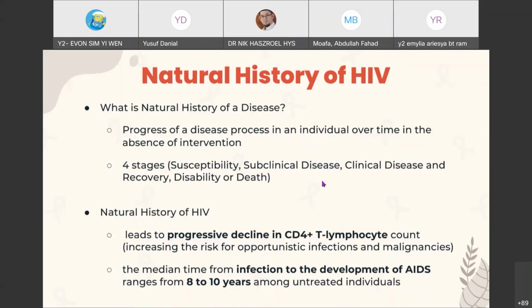For the natural history of HIV, it leads to a progressive decline in the CD4 lymphocyte count, and this will increase the risk for opportunistic infection and also malignancy. The median time from infection to the development of AIDS ranges from 8 to 10 years among untreated individuals. During that time the patient will not have any symptoms, and we call it the latent stage, which I will explain further in the next slide.